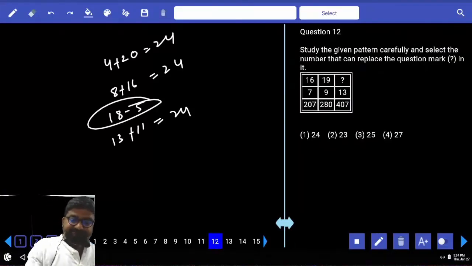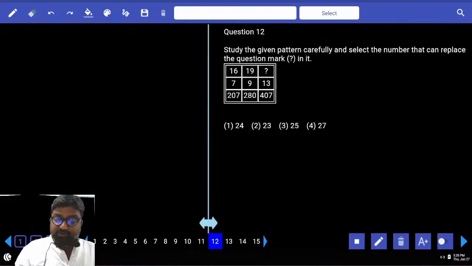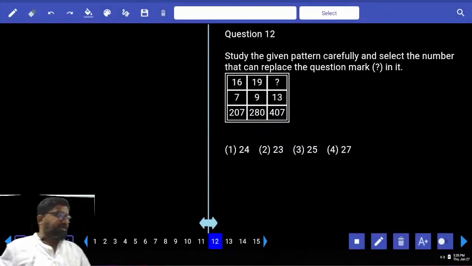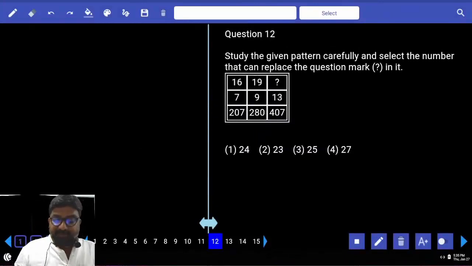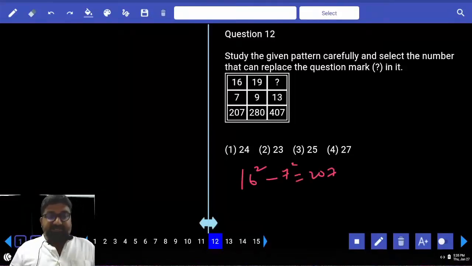Chalo, 12, 16, 7, 207. What's going on here? 16 square is almost close to 207. Yes, I don't say almost close, but it is a little bit near, right? 16 square is 256 minus 49, and 49 is 7 square. Clear? What is 19 square? Tell me. Minus 9 square equals 280.